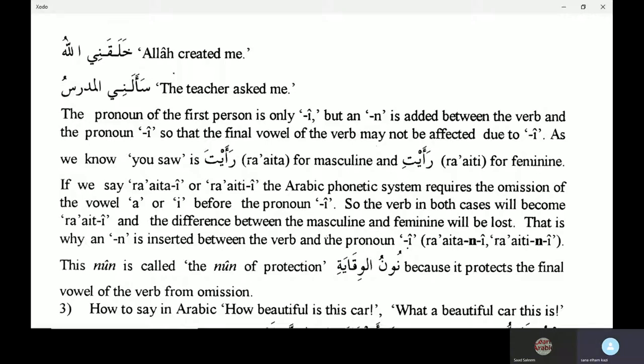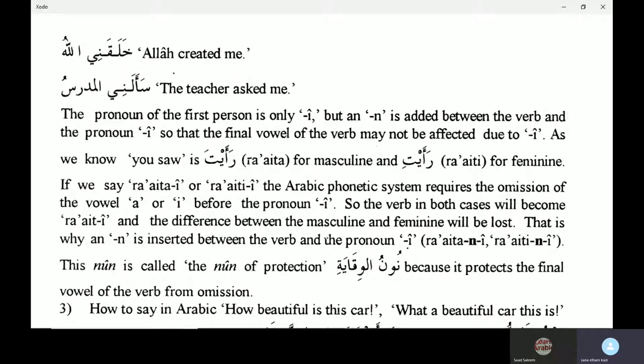The pronoun of the first person is only, what is this? Kasra. The pronoun of the first person is only kasra, but a noon is added between the verb and the pronoun e, so that the final vowel of the verb may not be affected due to the e sound.